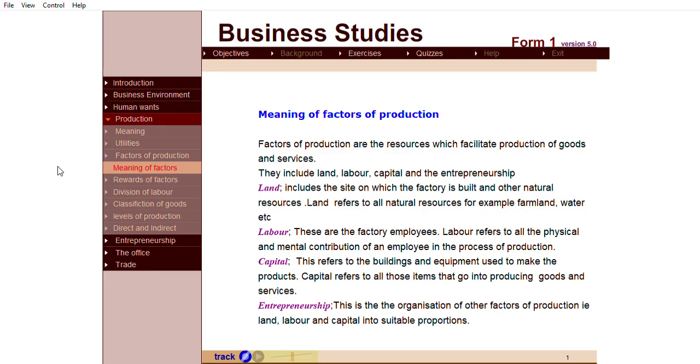Land. Land refers to our natural resources, for example, farmland, water. Labor. Labor refers to all the physical and mental contribution of an employee in the process of production. Capital. Capital refers to all those items that go into producing goods and services. Entrepreneurship. This is the organization of other factors of production, that is, land, labor, and capital, into suitable proportions.